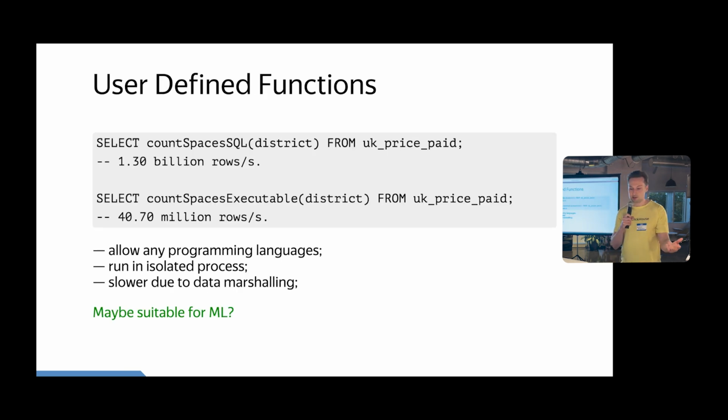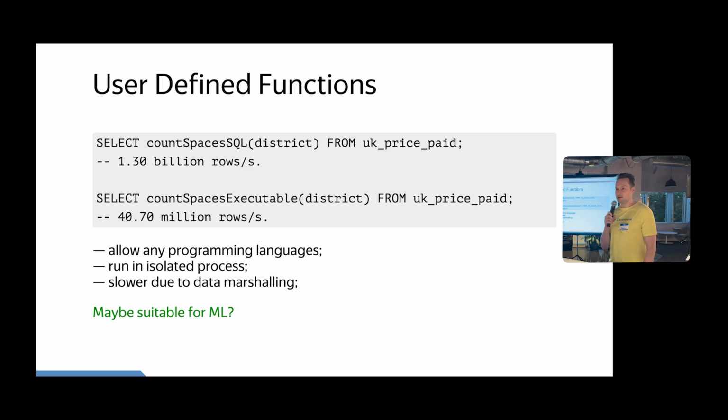Let's measure the performance. So in the first example, we use a SQL function, and the performance is 1.30 billion records per second. It's quite nice. At least there are billions. Okay. In the second example, with our Python script, the performance is 40.70 million rows per second. It is not nice, but let's figure it out.